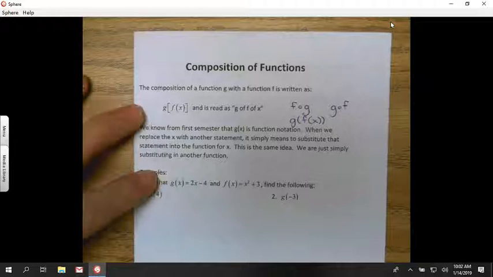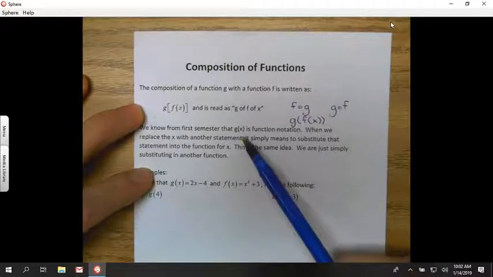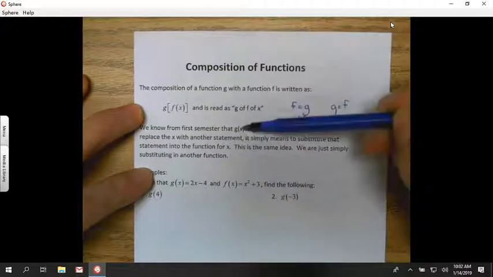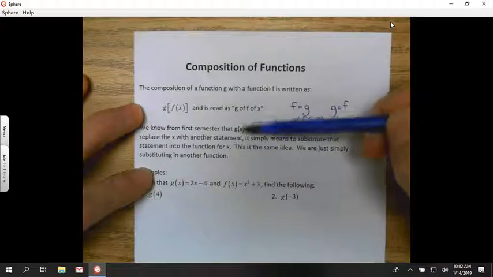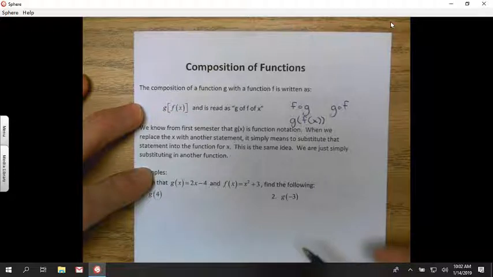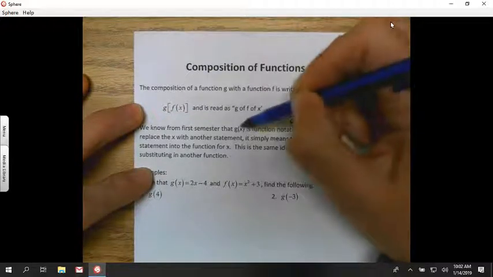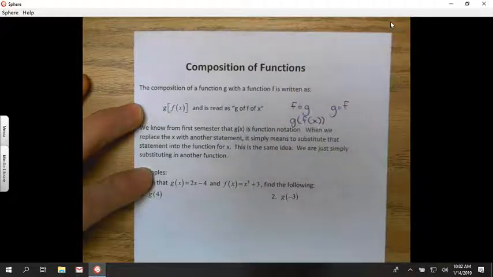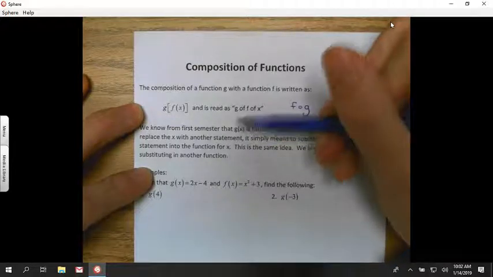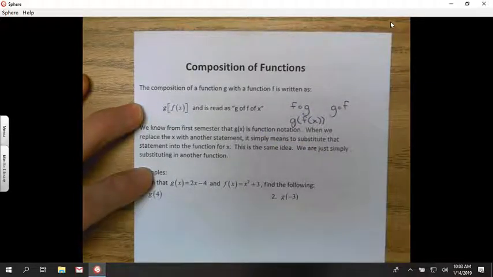We know that g of x is function notation. When we have something inside here for x, all that means is go to your function, and anywhere that there is an x in your function, you replace it with whatever's inside the parentheses right here. The difference here is I'm still substituting what's inside the parentheses into my function. It just happens to be that it's another function.